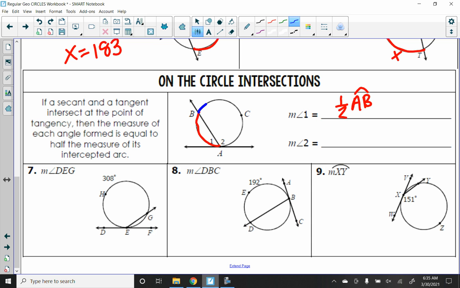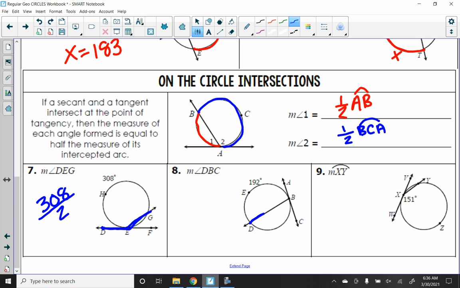Angle 2 has this major arc inside it. So it would be half of that arc inside it. I'll call it BCA. So there's the math. So it's not too bad. It's just different looking than all the other things we've looked at. So we need to find angle DEG. So we're looking for angle DEG. There is one arc inside that, and its arc is 308. The math is just 308 divided by 2. Easy math, just a weird looking picture.